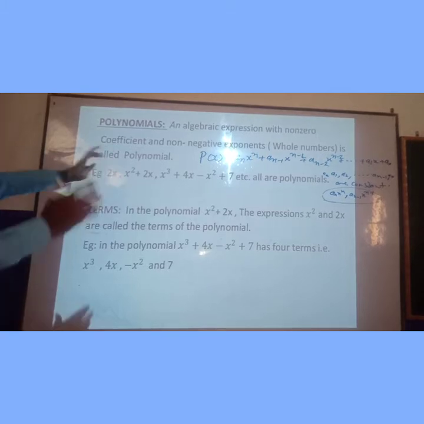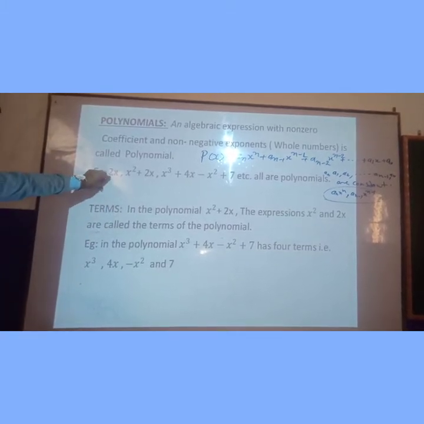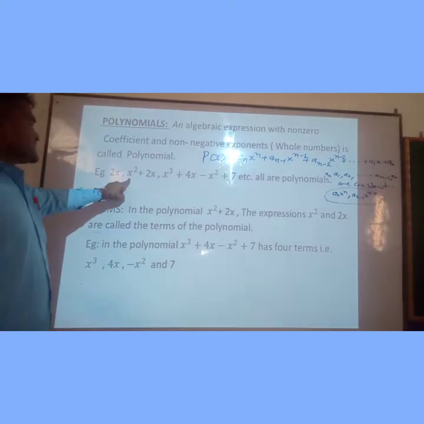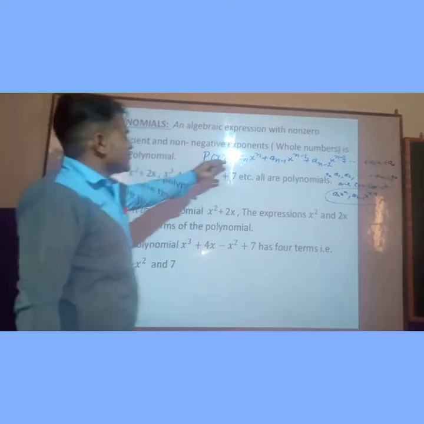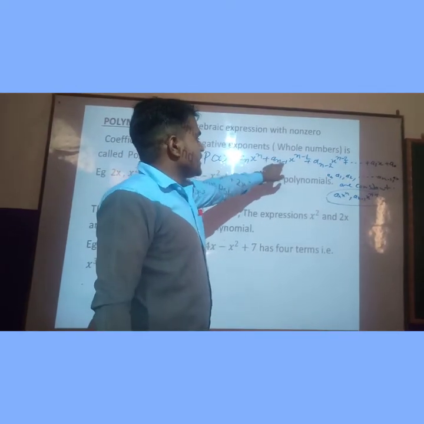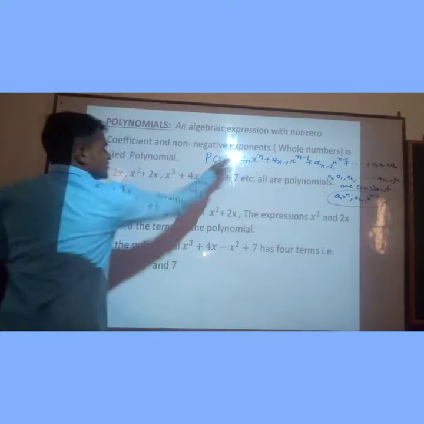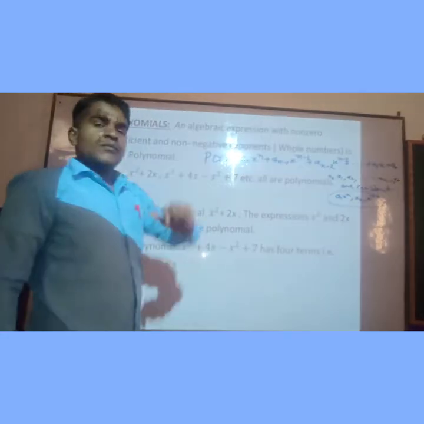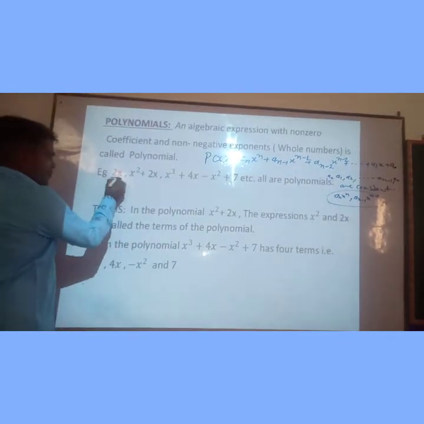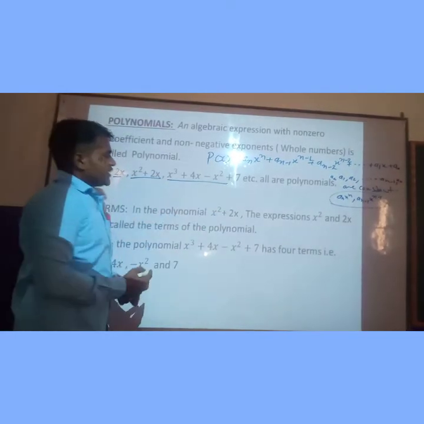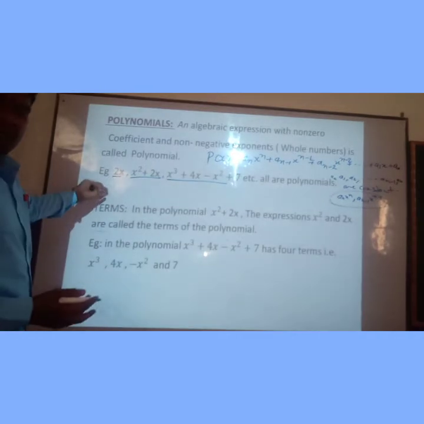First, let's see some examples. 2x is a polynomial. Yes, it is a polynomial. x^2 + 2x is also in the form of a_n x^n + a_(n-1) x^(n-1). This is in the form of that. x^3 + 4x - x^2 + 7 is also a polynomial. So 2x, x^2 + 2x, and x^3 + 4x - x^2 + 7 are polynomials. There are more examples like that.